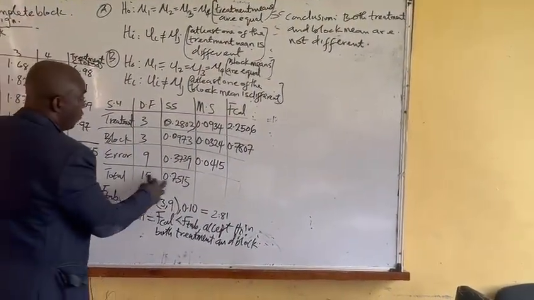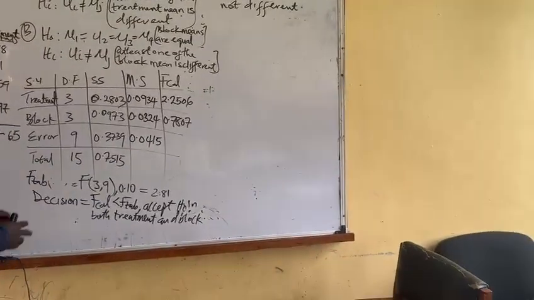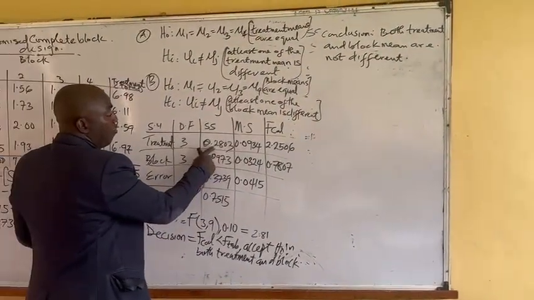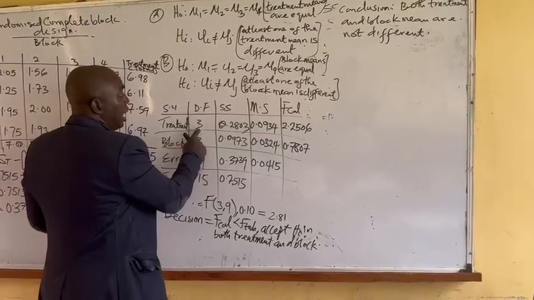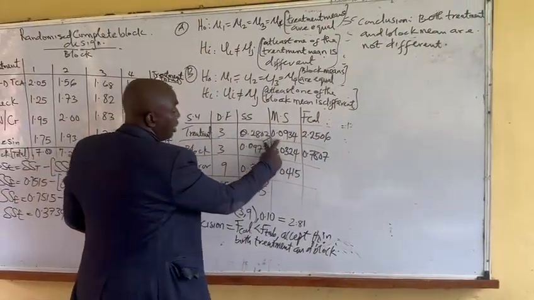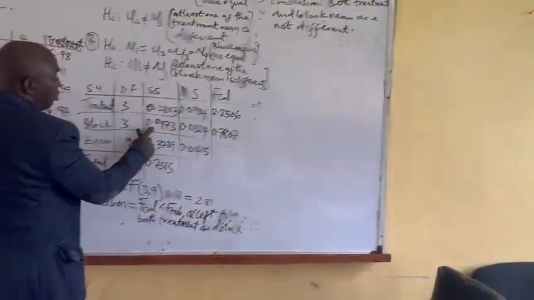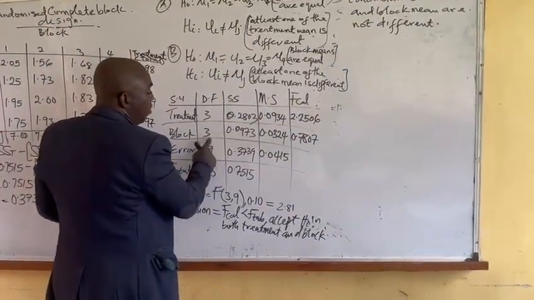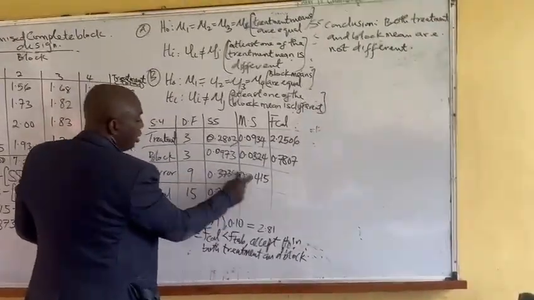Then here we have the sum of square for total, 0.7515. Then after we have done that, you use the degree of freedom: the sum of square for treatment divided by its degree of freedom. And that gives us 0.0934. The same thing is applicable in this way: 0.0973 divided by 3, and 0.3739 divided by 9, giving us this.